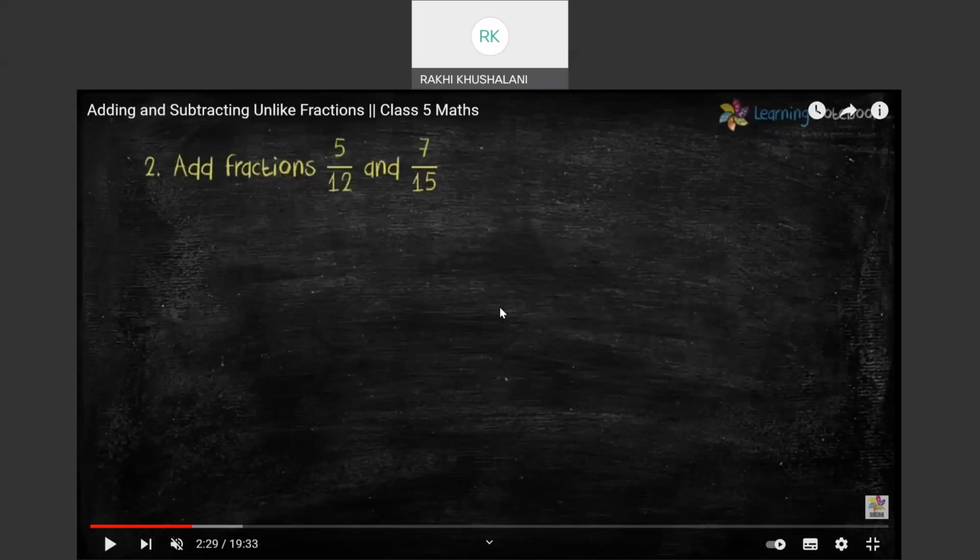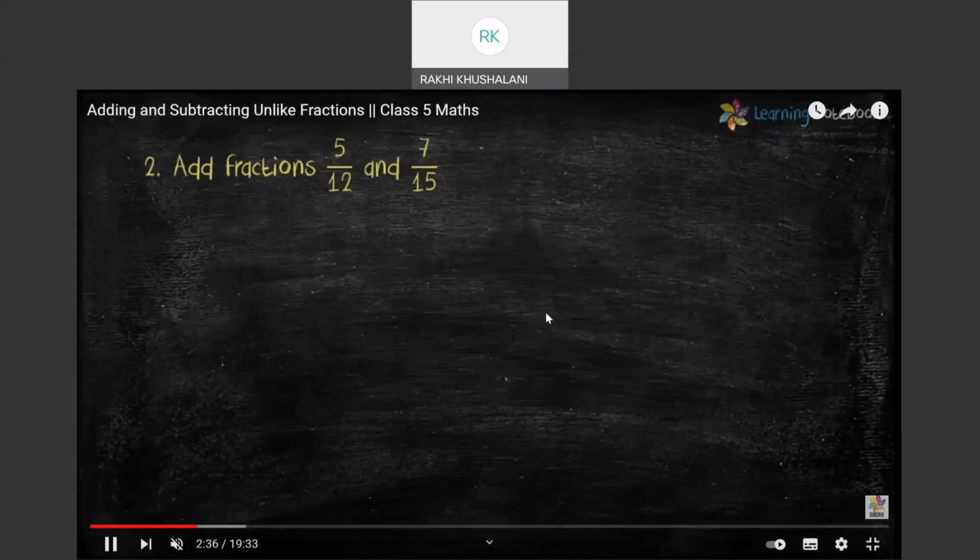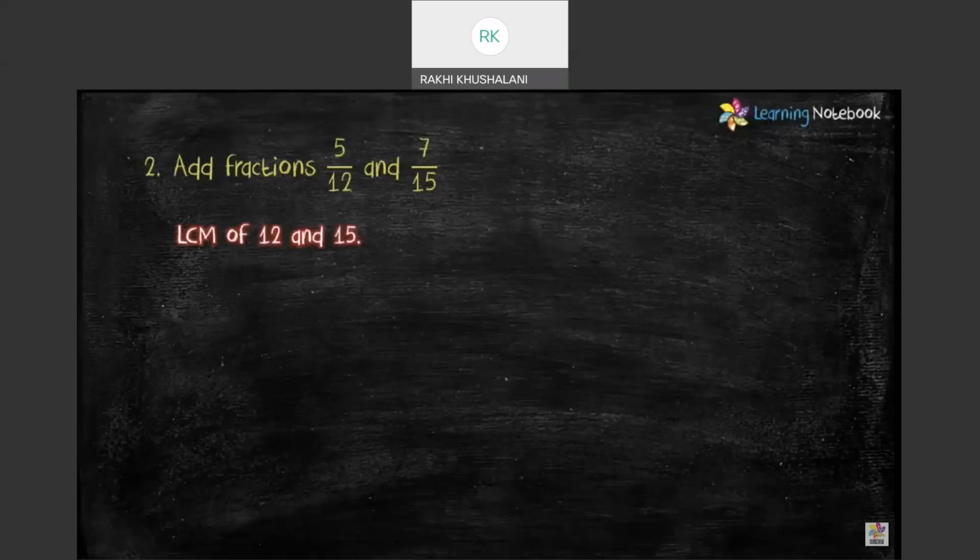Okay, so we have to look at what number 12 and 15 should be multiplied by to get a common multiple. Let's keep thinking till then. Okay, we can see here what should be done. You can speculate. 12 and 15.